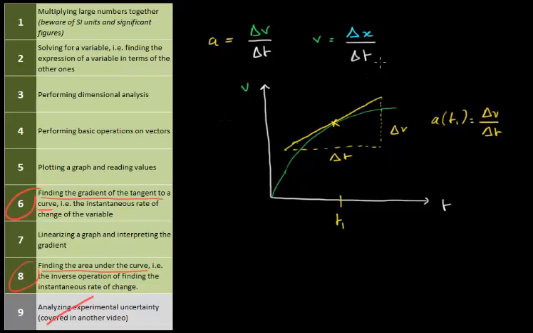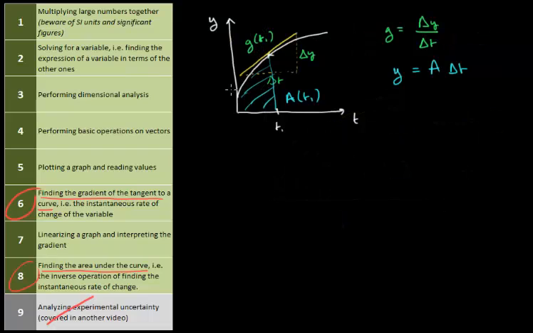Now let's say I want to find the displacement at T1, and I have delta X equal to V delta T. So I have to perform the inverse operation of finding the rate of change, because acceleration is the rate of change of velocity, and displacement is the thing for which velocity is the rate of change. To do this, I go from 0 to T1, and I find the area under the curve between 0 and T1, and this area corresponds to displacement at T1. Now let's generalize a bit further.